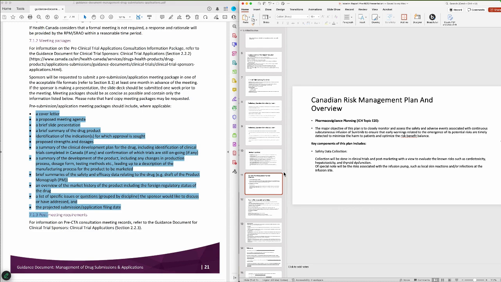Now, you also have another slide, which is about the risk management plan and the overview. So here you're talking about, okay, the major objective of this plan is to do what exactly? To closely monitor and address the safety and adverse events associated with the use of this product. Or you're looking into safety data collection, how you're going to collect the safety data, how you're going to even monitor the safety profile of your drug once you will be on the market.